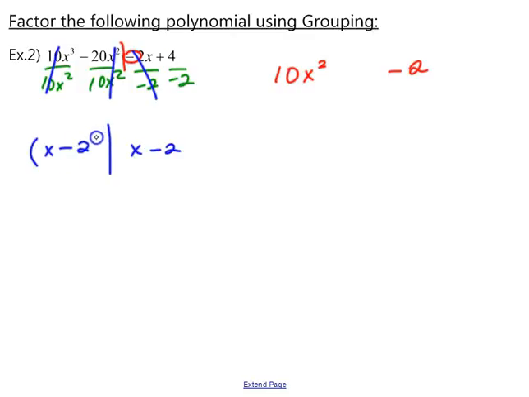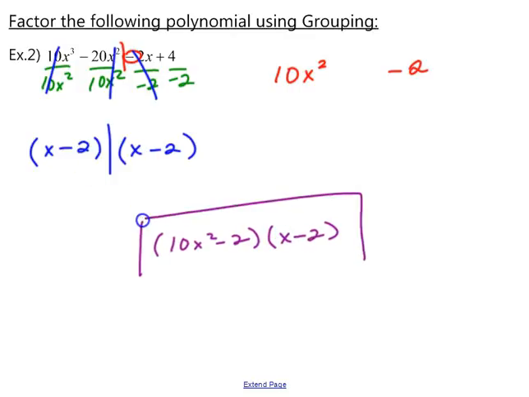We did end up with the same thing on both sides, which is good, so we can go ahead and write our final answer. In the first parentheses, the two GCFs, 10x squared minus 2, and in the second parentheses, that common term that we found once we divided through.